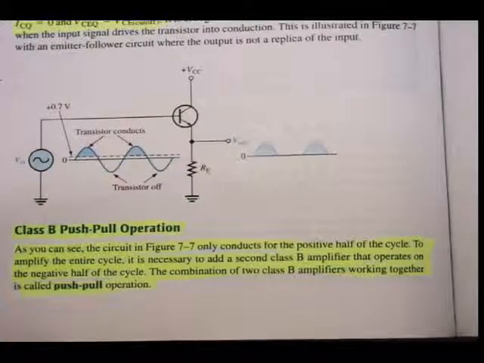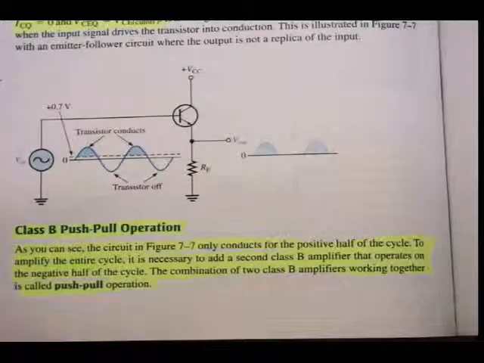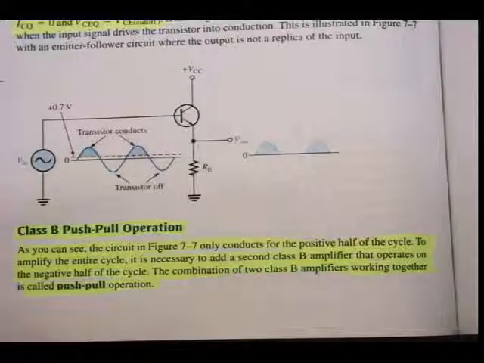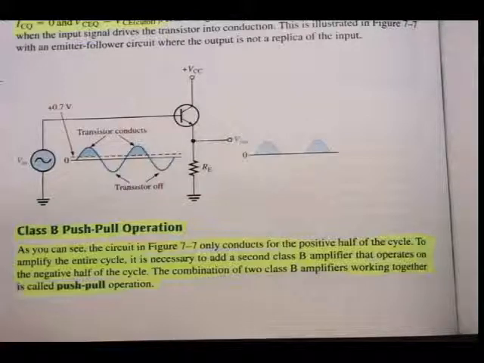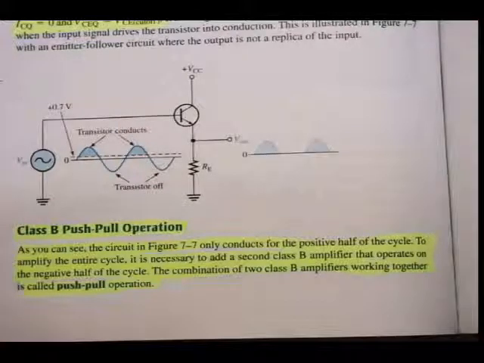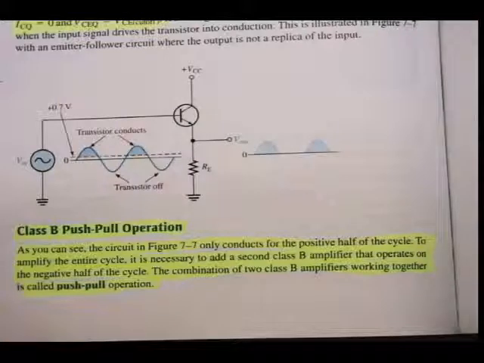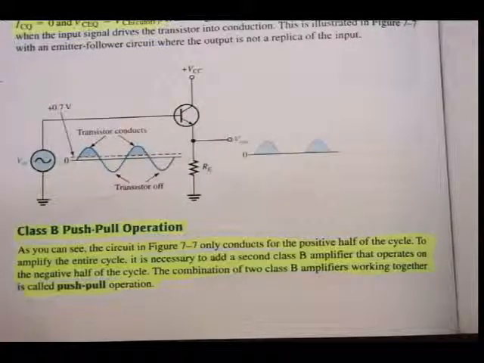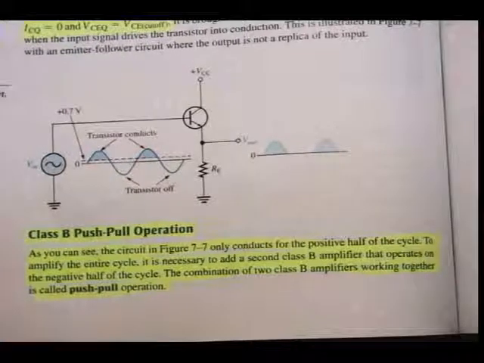As you can see, the circuit in figure 7.7 only conducts for the positive half of the cycle, even it's actually a bit less. To amplify the entire cycle, it is necessary to add a second class B amplifier that operates on the negative half of the cycle, because that's not amplified at this stage at all. The combination of the two class B amplifiers working together is called push-pull operation. One for the positive half, one for the negative half.